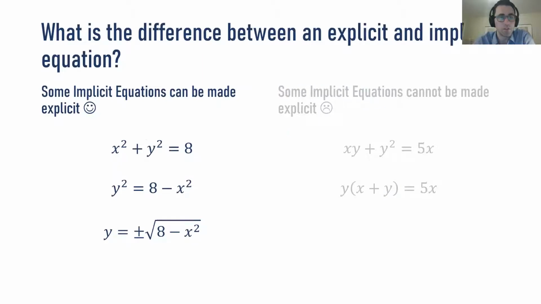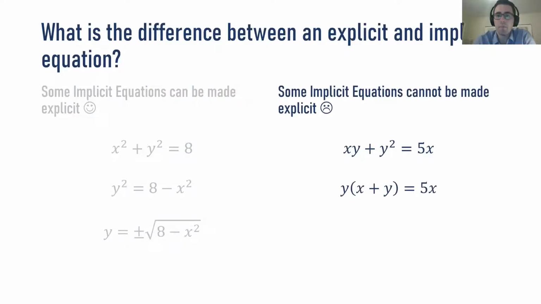Some implicit equations can be made explicit. So for example, on the left-hand side, we can subtract x squared from both sides and then take the square root of both sides and we get y by itself. That's an explicit equation now. However, some implicit equations cannot be made explicit. This is an example of that here on the right-hand side.